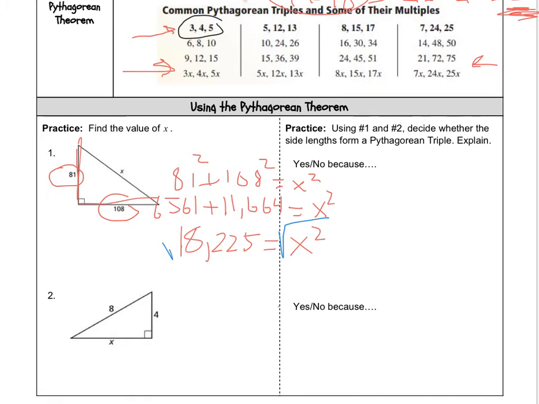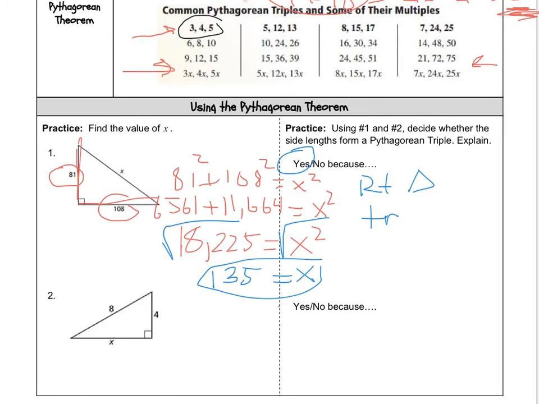And whatever I do on one side, I do on the other. So when I take the square root of x squared, I'm left with x, which is what I want. And then when I go to my handy-dandy calculator and take the square root of 18,225, I get 135. And so the two legs squared added together equals the hypotenuse squared. And so, yes, it is a right triangle, or it is a Pythagorean triple. I'm not going to write the Pythagorean triple, but it is that right there that I'm circling in blue.